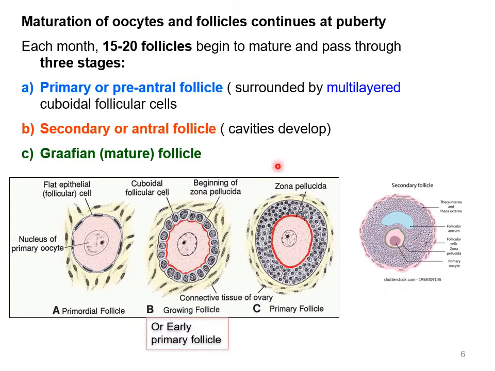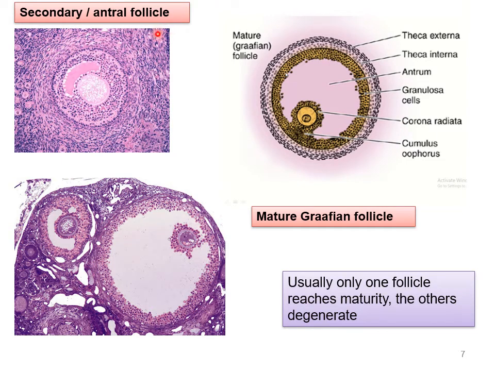Antral means cavity. Now see, it becomes a multicellular layer of follicular cells. Soon small cavities start appearing between these follicular cells. First, they are small multiple cavities. Then they soon start fusing and becoming one single cavity, as we shall see in the next slide. So here, this is a secondary follicle.